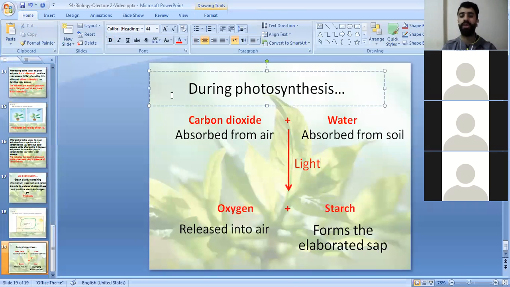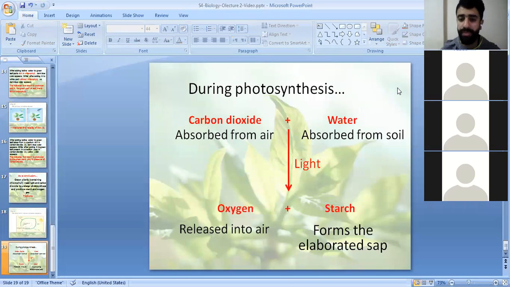So green plants mainly, in order to perform the process of photosynthesis, need carbon dioxide, they need water for sure, they need sunlight, and they need chlorophyll in order to produce oxygen and starch. So oxygen and starch, we call them the products, while carbon dioxide and water are called the reactants. So these are the reactants and the products in the reaction of photosynthesis.